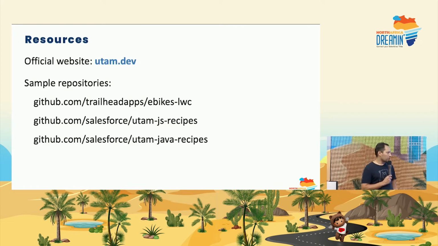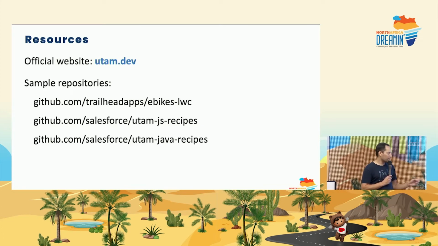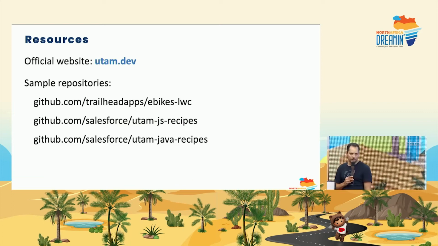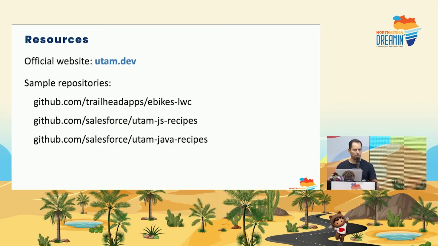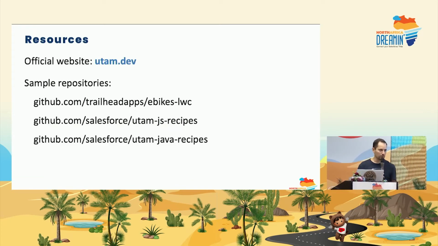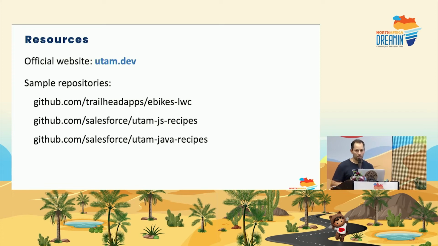There are 2 repositories which contain recipes, UTAM JavaScript recipes and UTAM Java recipes. So if you want to switch from Java to JavaScript, you can use UTAM in the language that you want. You'll be writing the same JSON page objects. The only difference is that they're going to be compiled to different targets, and you can write your end-to-end tests in those languages as you want.